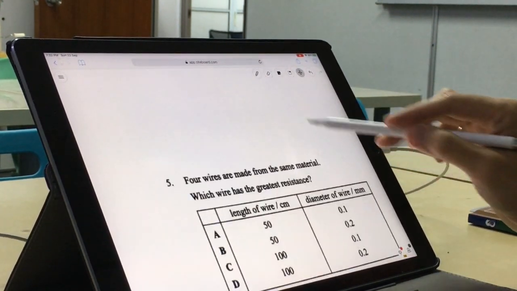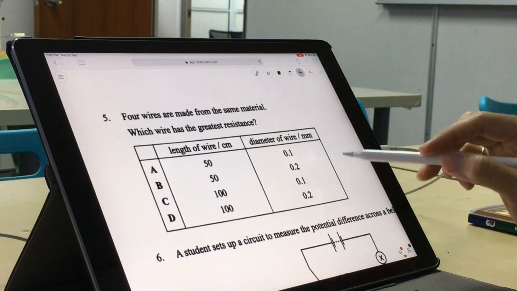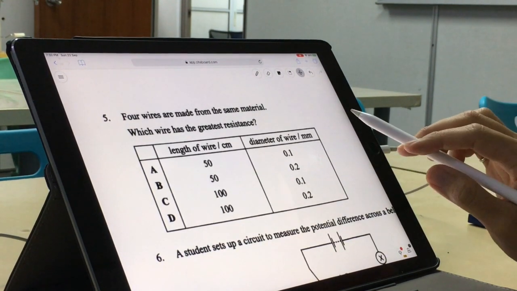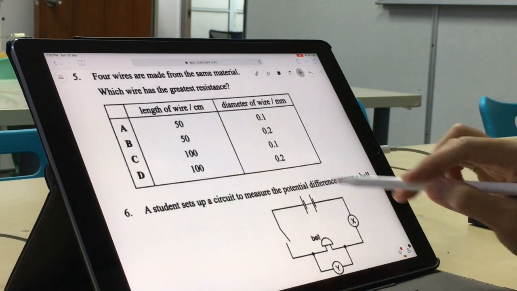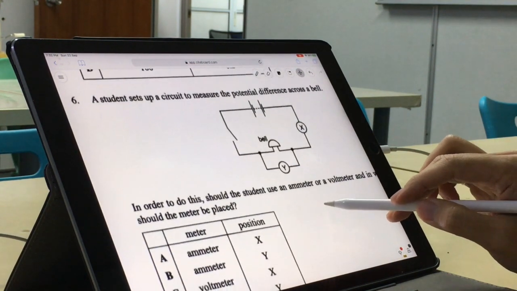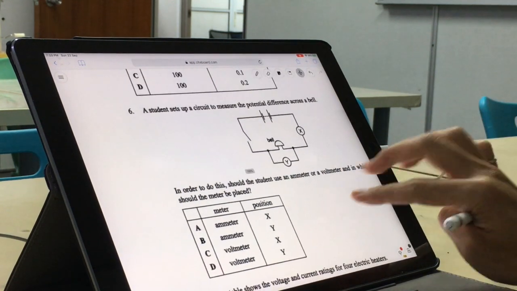Next. Okay, same stuff, right? You see, the thing about this N level is that they repeat a lot of things. So this one no need to do already. Let's go.